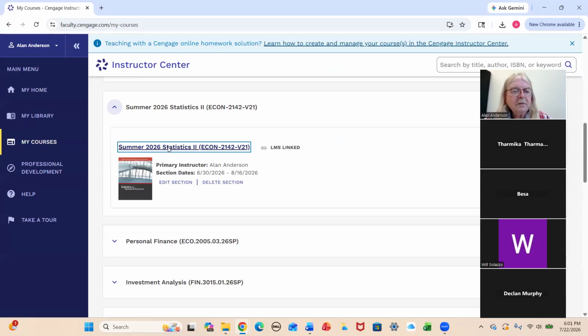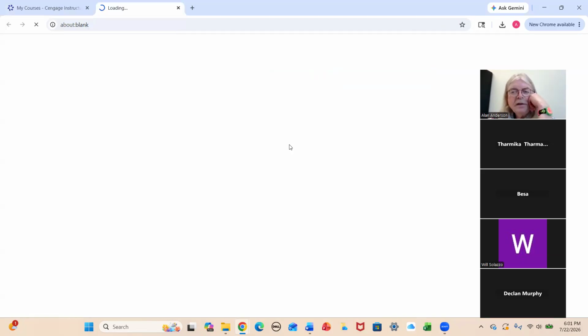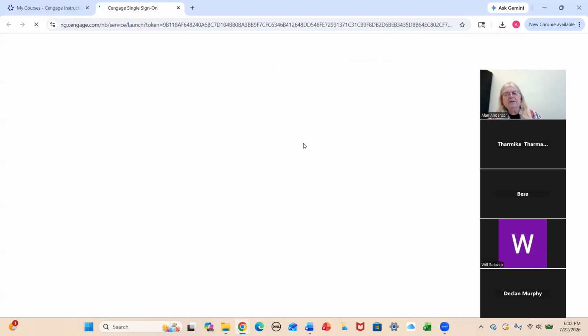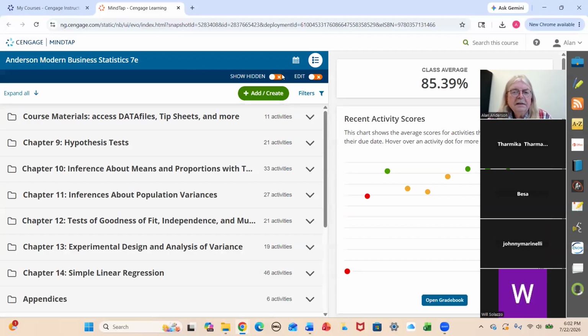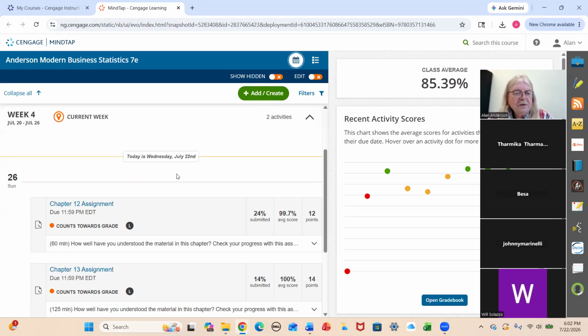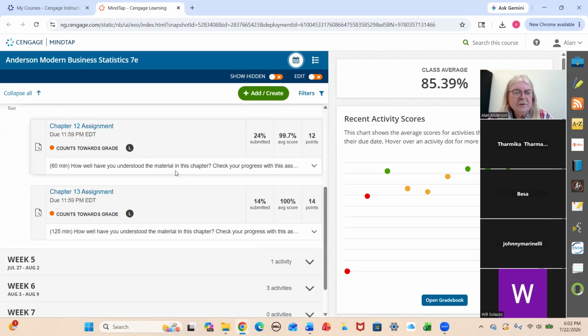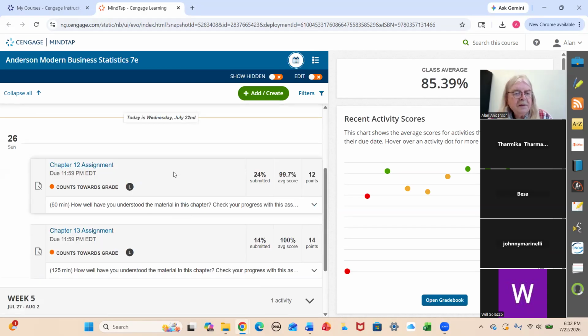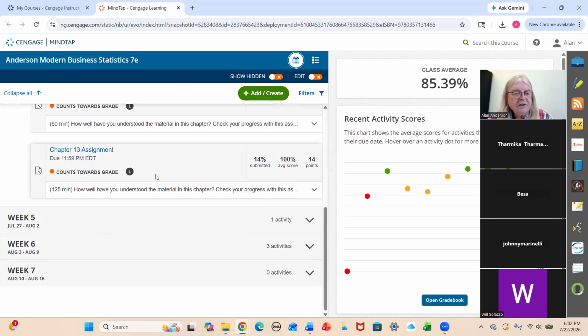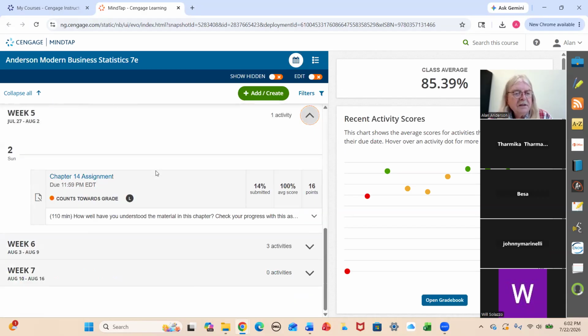Let's see, let's get that open. So where are they? Of course, they're not actually part of the regular MindTap assignments. So instead, if you look in your Cengage account, here we go. Remember always to use this as your menu, not this one. And you'll see these are the regular ones that are due. 12 and 13, for example, are due this weekend. And then we just have 14 on Sunday the 2nd.